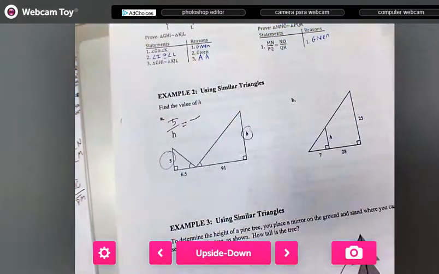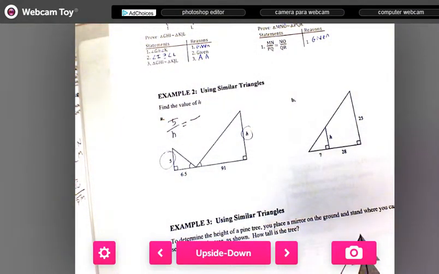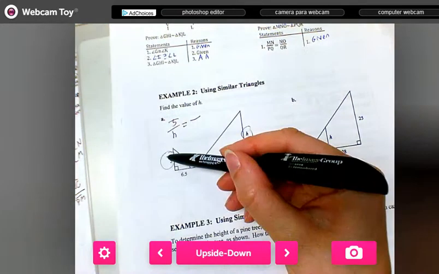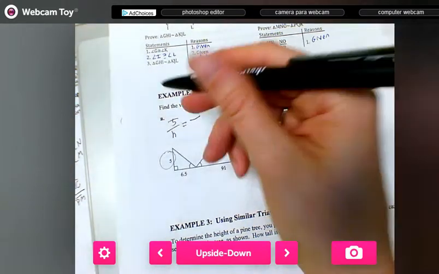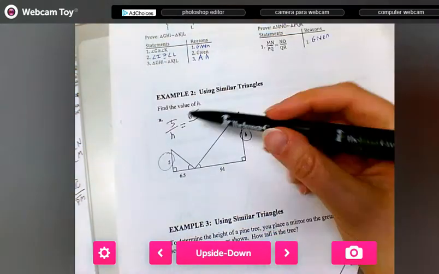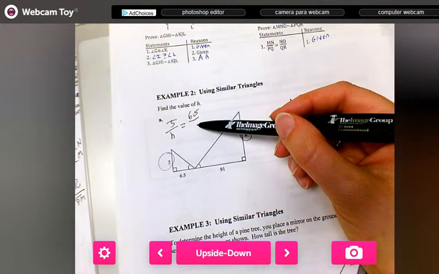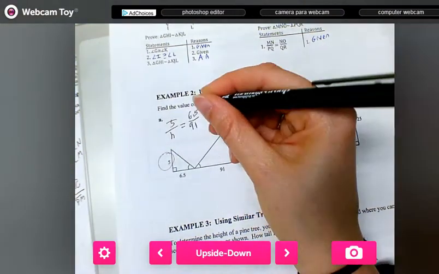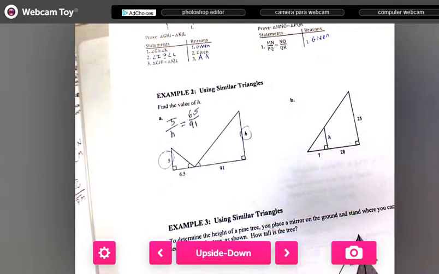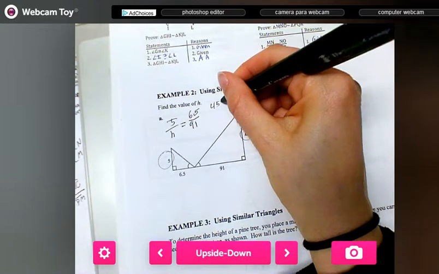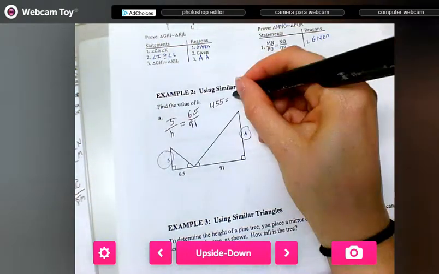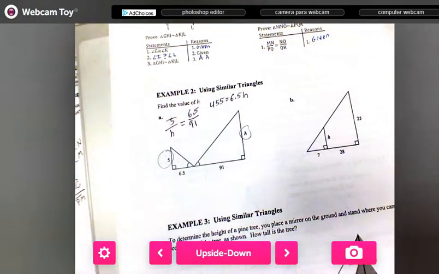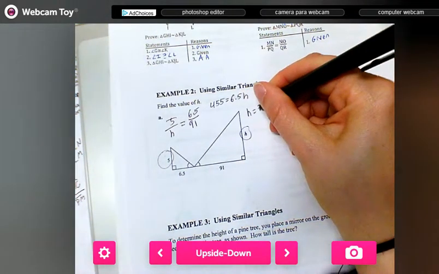So what should go on top on the other side of the equal sign? The little triangle or the big? If we start with the little triangle on top, we have to finish with the little triangle on top, 6.5. And what goes under 6.5? 91. Now we just are cross multiplying. 5 times 91 gives us 455, equals 6.5H. And then we go 455 divided by 6.5, and we get H equals 70.